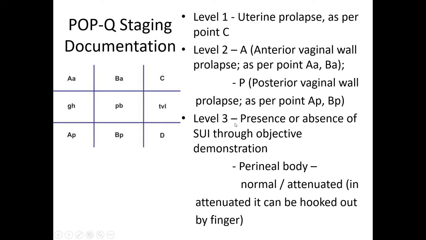Level 3 is the presence or absence of stress urinary incontinence through objective demonstration, and you will see that. And posteriorly, we will look at the perineal body, whether it is strong or attenuated. We will put a finger inside the fourchette, the posterior commissure, and try to hook it out. If you can hook it out, then it is attenuated, but normally the perineal body is strong, and we will not be able to hook it out.